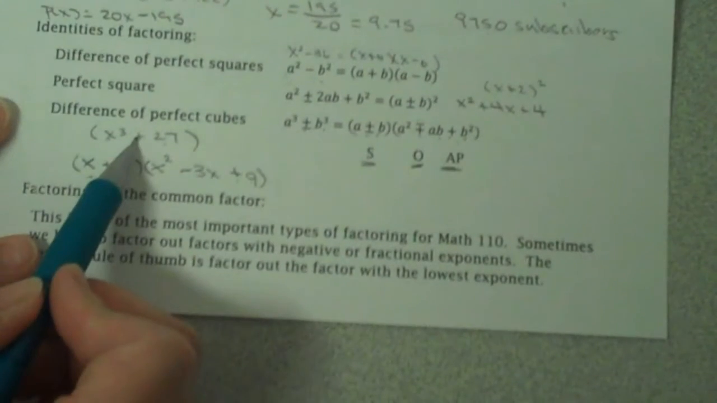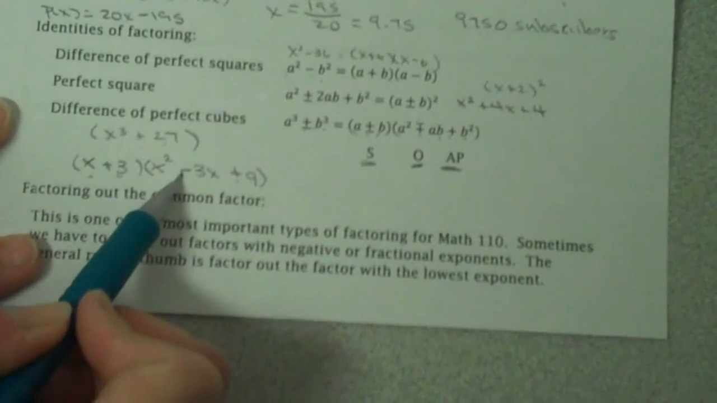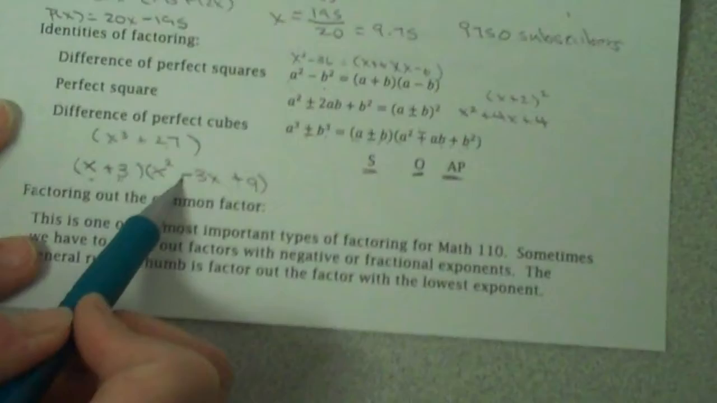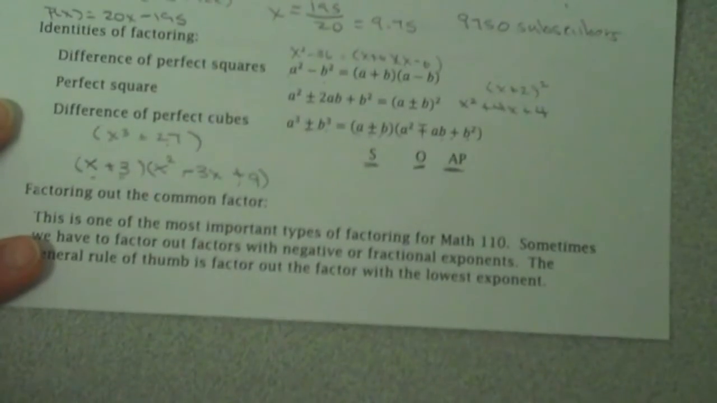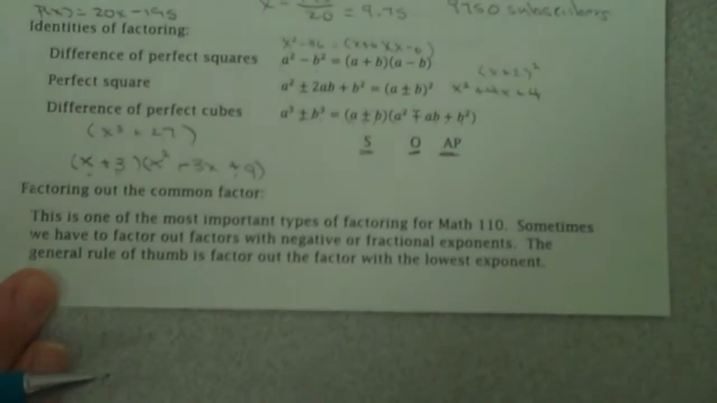And if this had been a minus, then this would be a minus, and this would be a plus. Those would be the only changes, because this is always positive. So that's just a quick review of factoring.